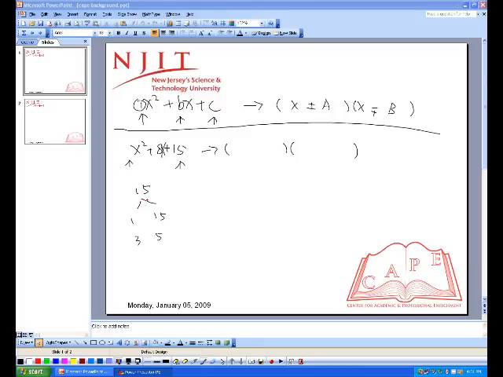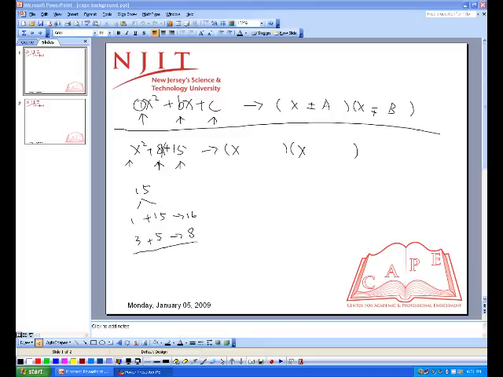And what do you want? Well, you want the two numbers adding together. 1 plus 15 is 16. 3 plus 5 is 8. You want the pair that gives you exactly the number in the middle, the coefficient for the x term. So in this case, it would be 3 and 5, because 3 plus 5 gives you 8, which is the exact thing we want.